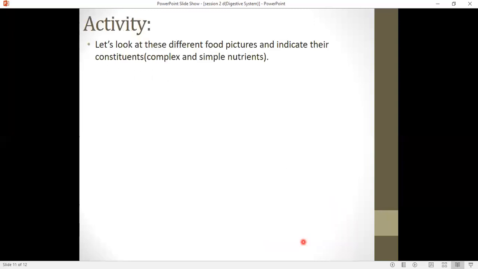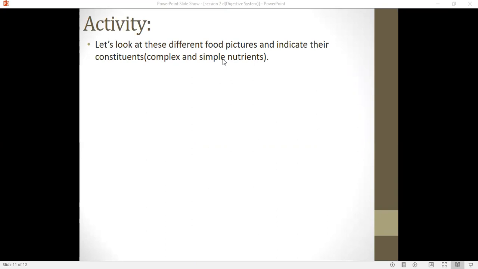Now let's do this activity. Let's solve this activity together just to reinforce the ideas discussed as well as link them to our daily life. So let's look at these different food pictures and indicate their constituents, complex and simple nutrients.